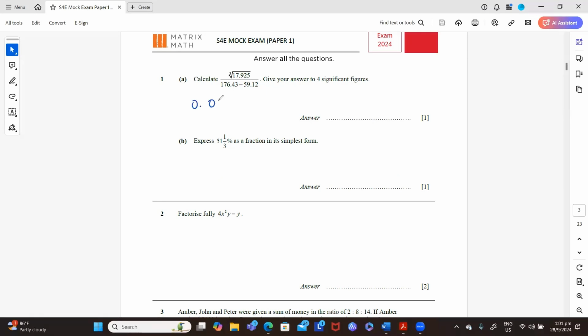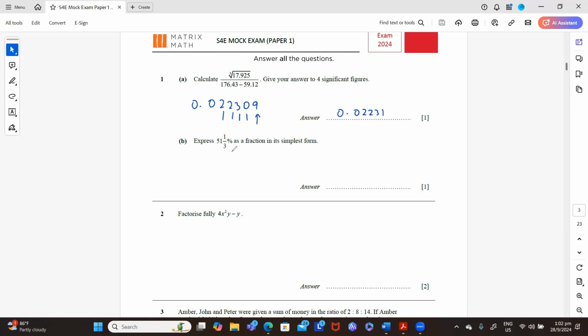So 0.022309. Okay, so 4 SF starts from here, 1, 2, 3, 4. This is the fifth number here. So 0, 9, it is closer towards 1, right? So the final answer should be 0.02231, when rounded off to 4 SF.